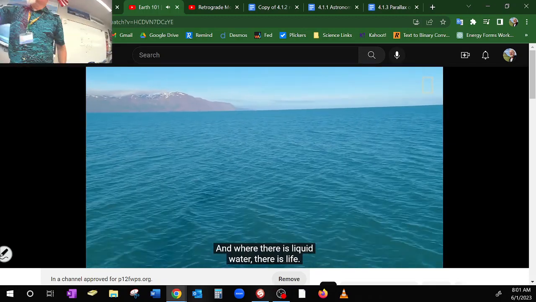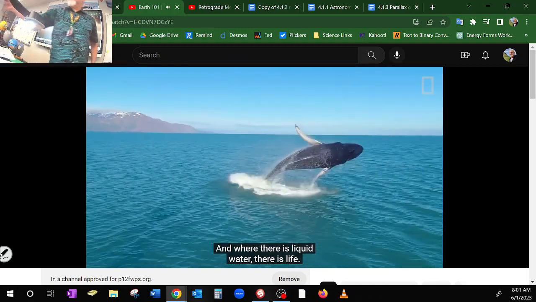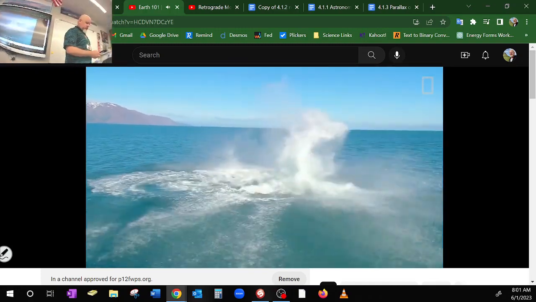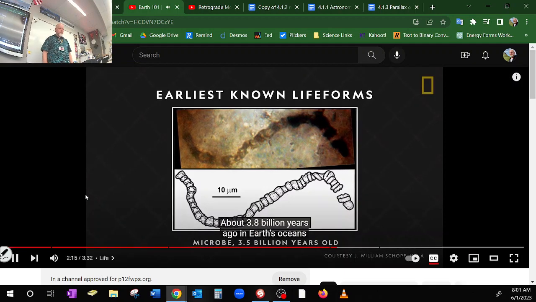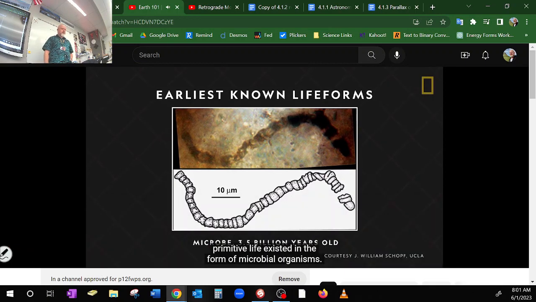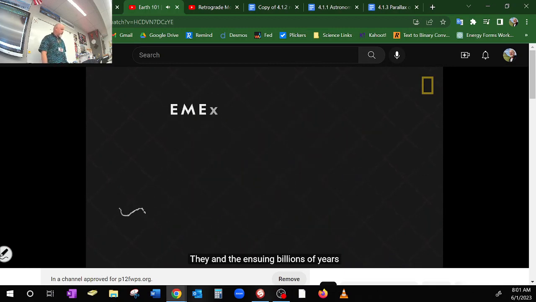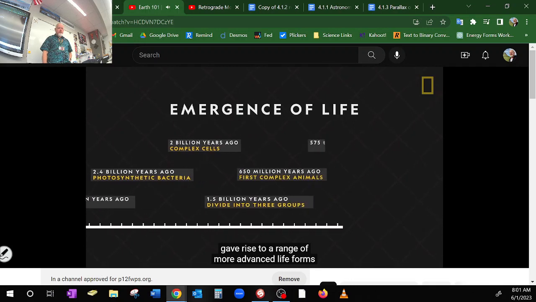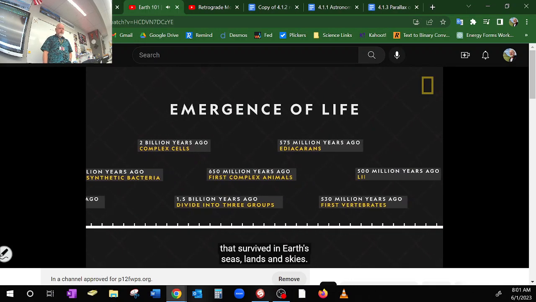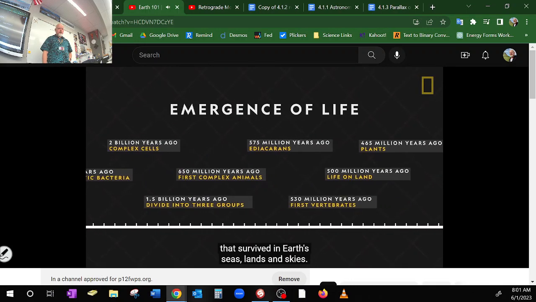And where there is liquid water, there is life. About 3.8 billion years ago in Earth's oceans, primitive life existed in the form of microbial organisms. They, and the ensuing billions of years, gave rise to a range of more advanced life forms that thrived in Earth's seas, lands, and skies.